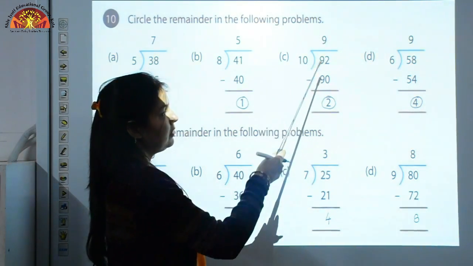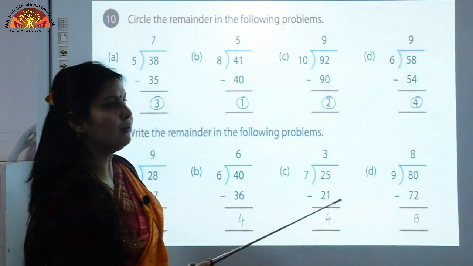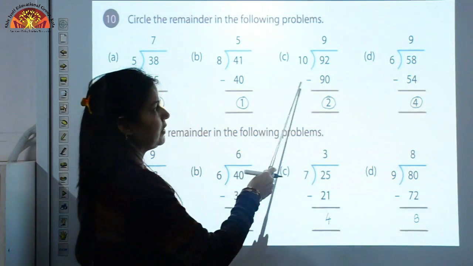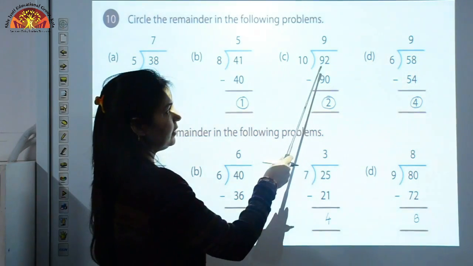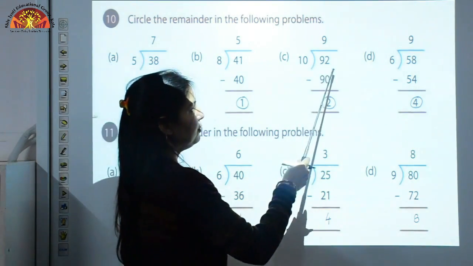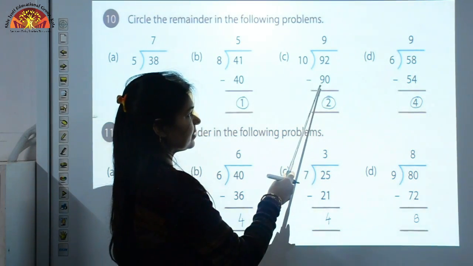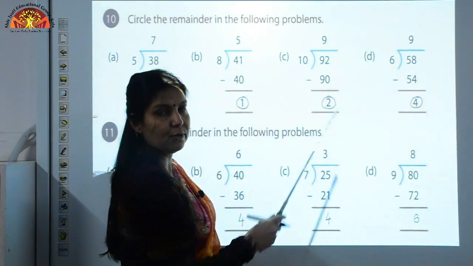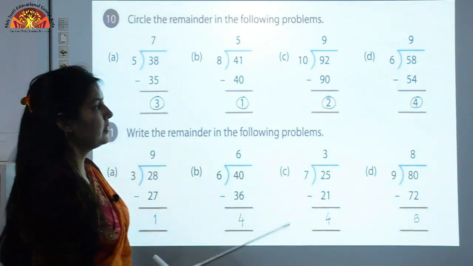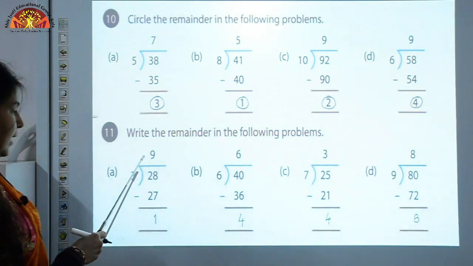10 nines are 90. And this 90 we will write just below 92, and we will subtract 90 from 92. How much will be left? 2 minus 0 is equal to 2 and 9 minus 9 is equal to 0. So what is the remainder here? The remainder is 2.